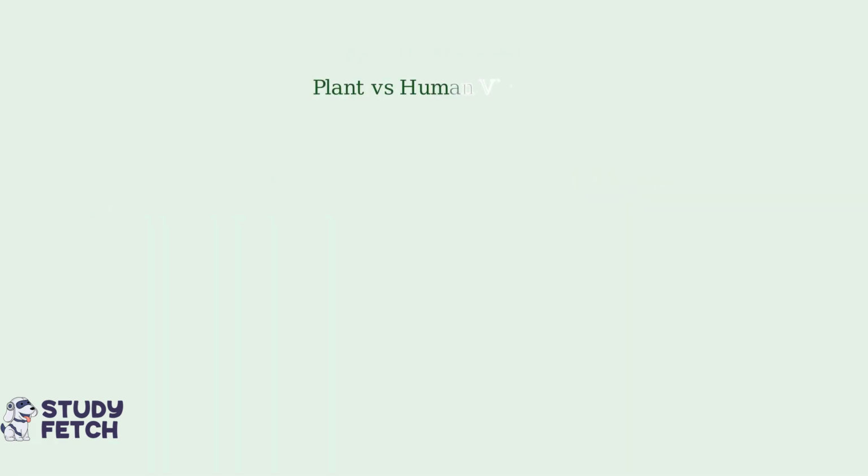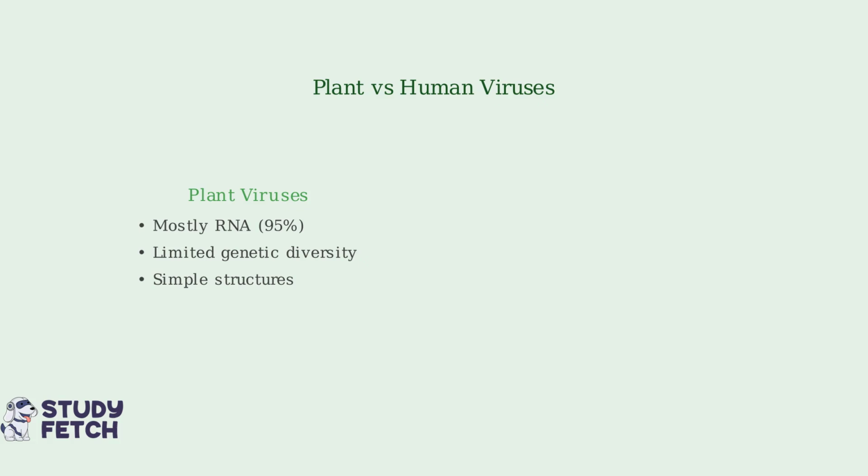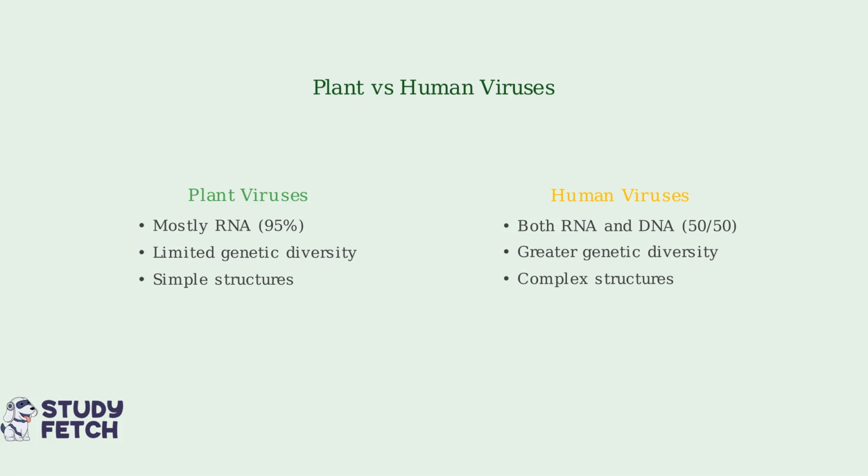Plant viruses differ significantly from human viruses in their genetic composition. While plant viruses are predominantly RNA-based with limited diversity, human viruses show much greater diversity in both genetic material and structural complexity. Understanding virus structure is essential for studying how these pathogens enter and infect plant cells.